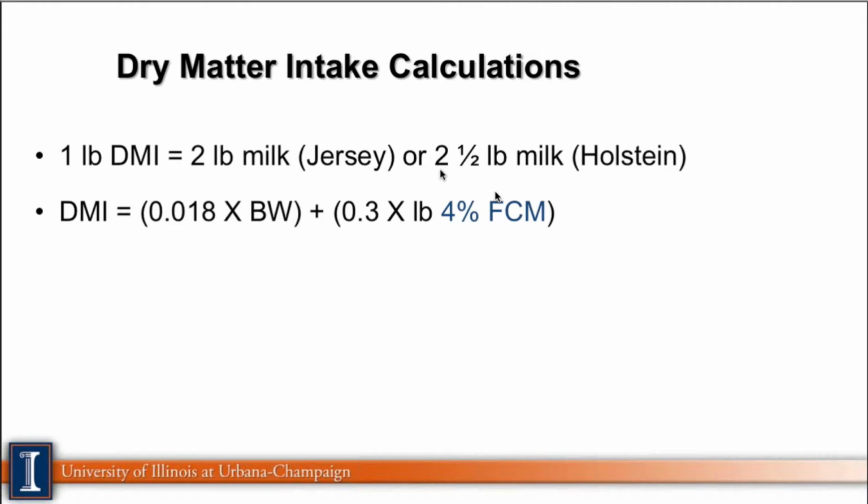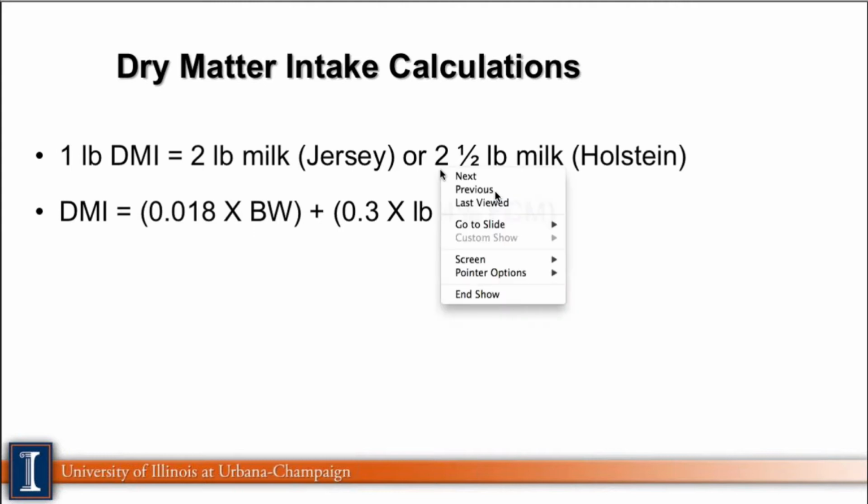So we have some guidelines, some rules of thumb, that 1 pound of dry matter intake, I'm going to be referring to DMI, dry matter intake, is equal to 2 pounds of milk in a Jersey cow, or 2.5 pounds of milk in a Holstein cow, okay? And the requirements of dairy cows tell us that the dry matter intake can be estimated by a formula that I can show you. So if you have the body weight and how much milk a cow is producing, we can pretty much predict how much she's going to be eating, okay?